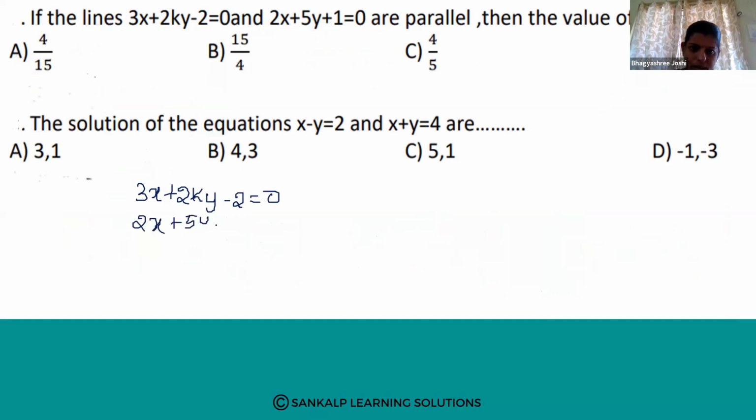2x plus 5y plus 1 is equal to 0. So these two lines are parallel, they have given. Okay, we need to find out the value of k. So for that, again compare the ratios, that is A1 divided by A2.